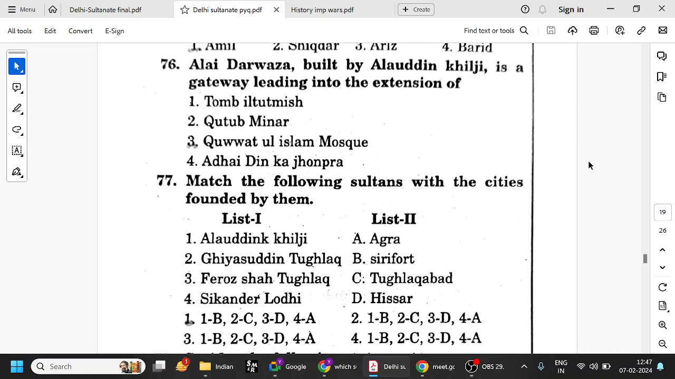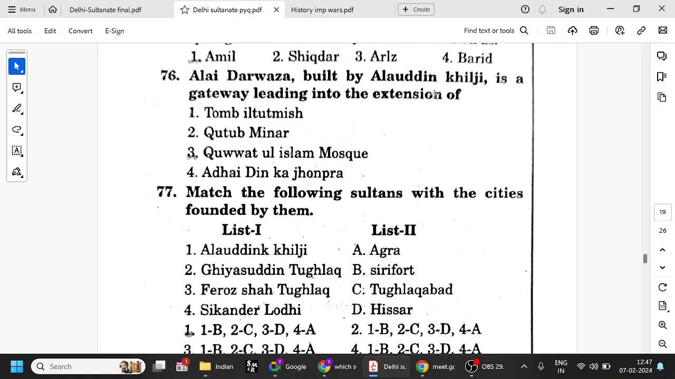Alai Darwaza, built by Alauddin Khilji, is a gateway leading to the Quwwat ul Islam. Quwwat ul Islam was built by Qutubuddin Aibak, right? Qutubuddin Aibak built the Quwwat ul Islam and Adhai Din Ka Jhonpra. And the Qutub Minar he started, completed by Iltutmish. And what is this? Alai Darwaza is a gateway to the Quwwat ul Islam, and it was built by Alauddin Khilji. Alai Darwaza, Alai Minar, etc.